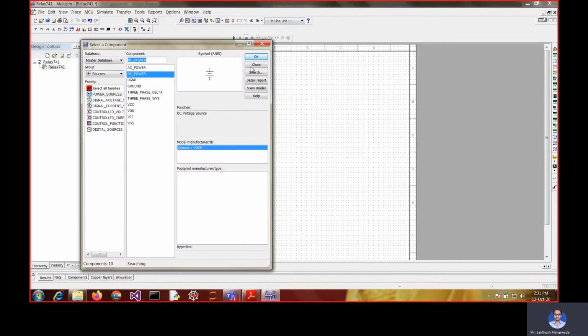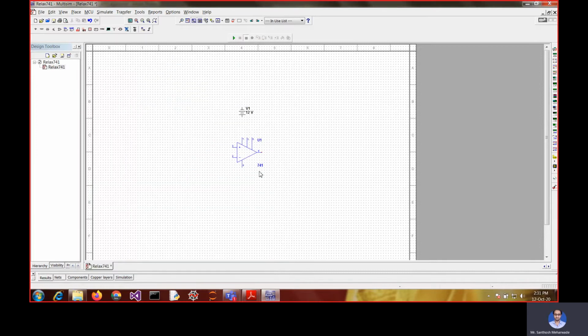Now again, one more DC power supply I'm going to use, because for pin number 4 I should use it. You can see that for pin number 4 we have to apply the negative, but the DC power's positive, that is the longer terminal, is facing towards the 4, so hence I have to go for rotation. So two times I will use Control R.